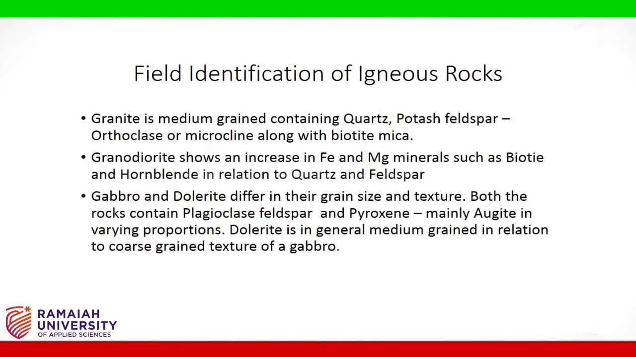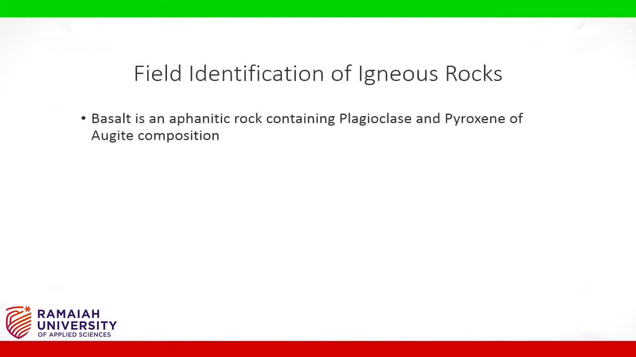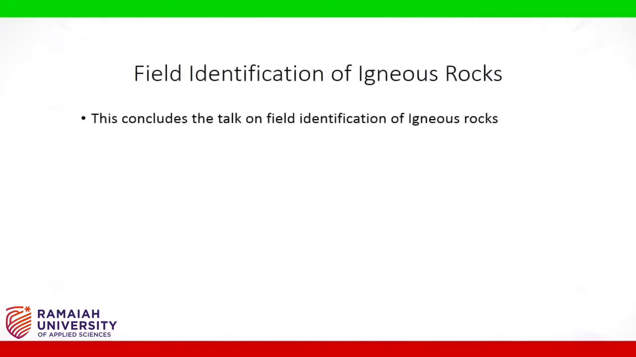Gabbro and dolerite differ in their grain size and texture. Both the rocks contain plagioclase, feldspar and pyroxene, mainly augite in varying proportions. Dolerite is in general medium-grained in relation to coarse-grained texture of a gabbro. Basalt is an aphanitic rock containing plagioclase and pyroxene of augite composition. This concludes the talk on field identification of igneous rocks.